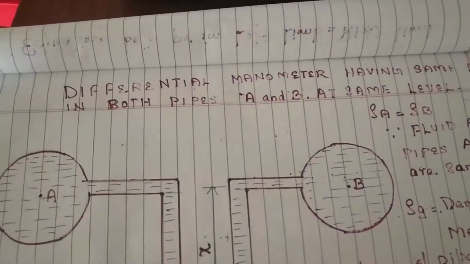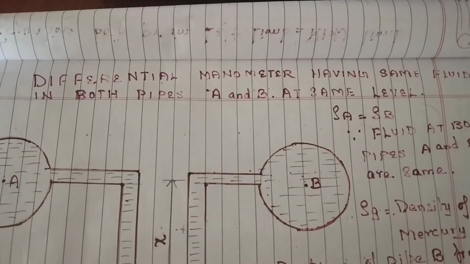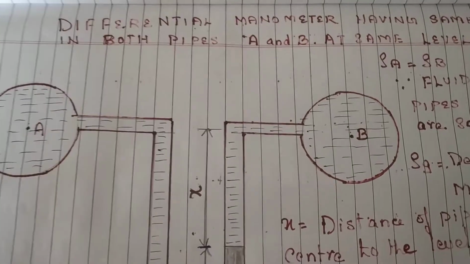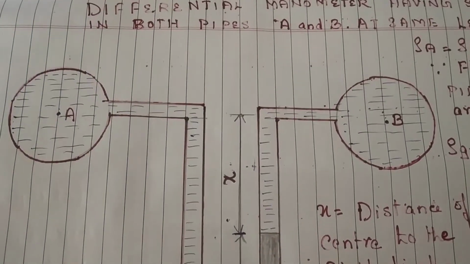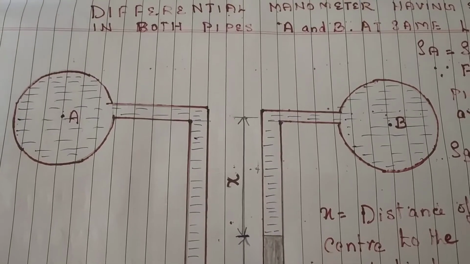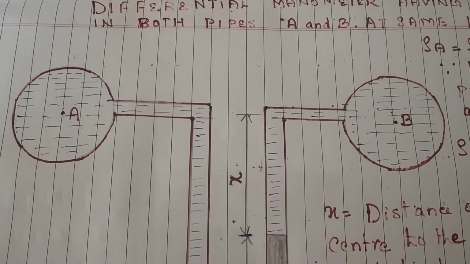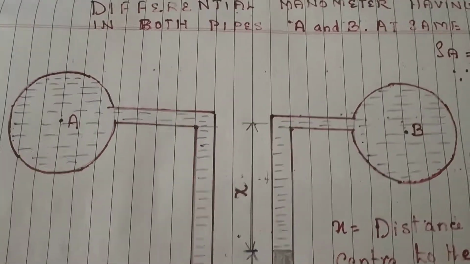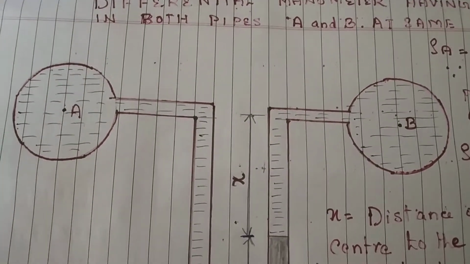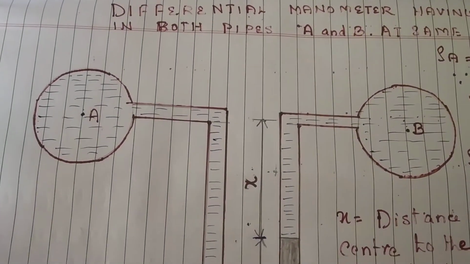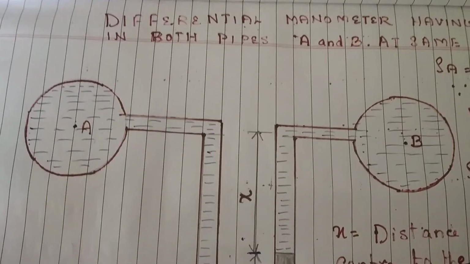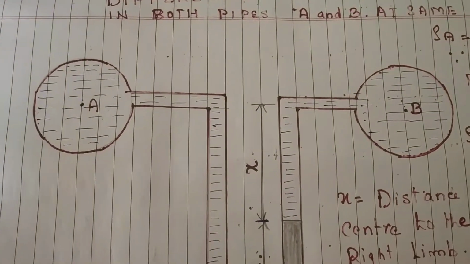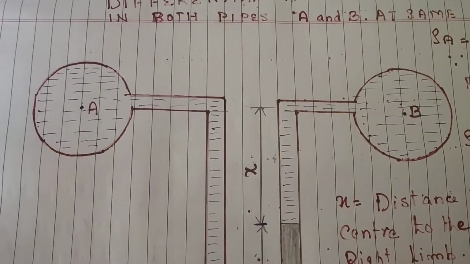Hello, today I am going to explain to you about the differential manometer having the same fluid in both the pipes A and B at the same level. In an earlier video I explained the differential manometer at different levels, where the fluids contained in pipes A and B were different in the sense that they had different densities, and we calculated the pressure difference. So with a differential manometer, we calculate the pressure difference caused by the fluid in the two pipes A and B.